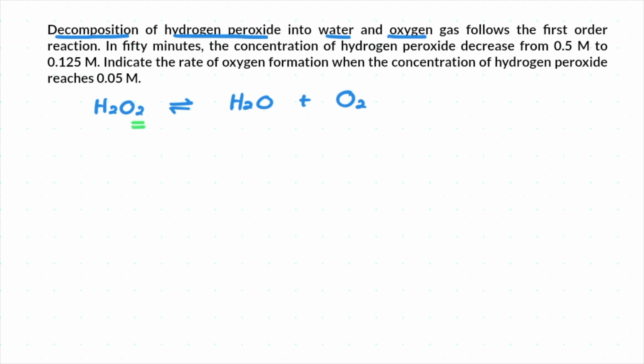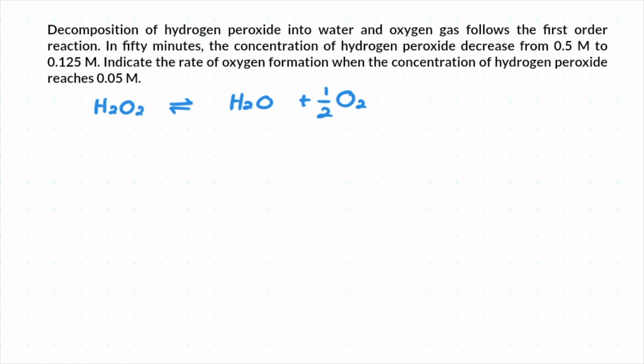So here we have 2 oxygen and here we have 3. So in order to make it 2, you need to put half over here. So half times 2 is equivalent to 1. So 1 plus 1 is equivalent to 2. So hydrogen, here you have 2 hydrogen and here you have 2 hydrogen. So this is a balanced equation.